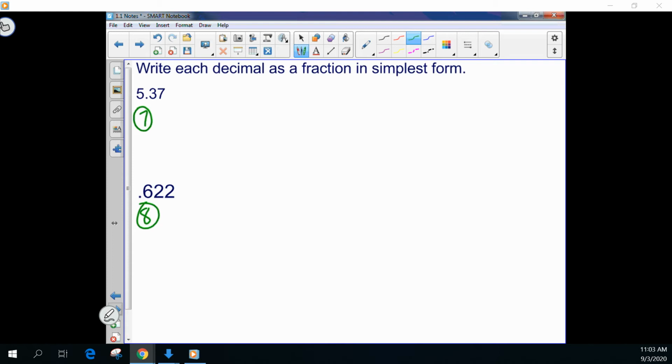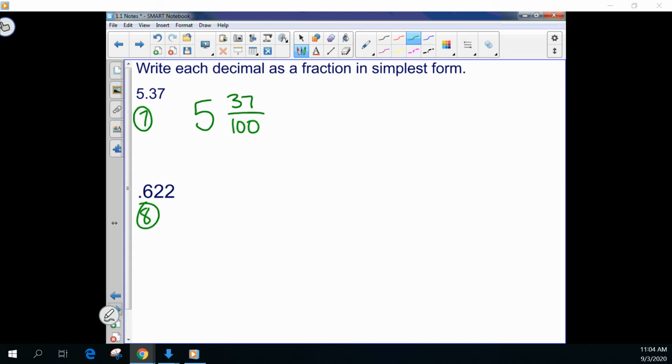So now let's go over numbers 7 and 8. 5.37 would be 5 and 37 hundredths, and 37 and 100 don't have anything in common, so that would be your final answer.